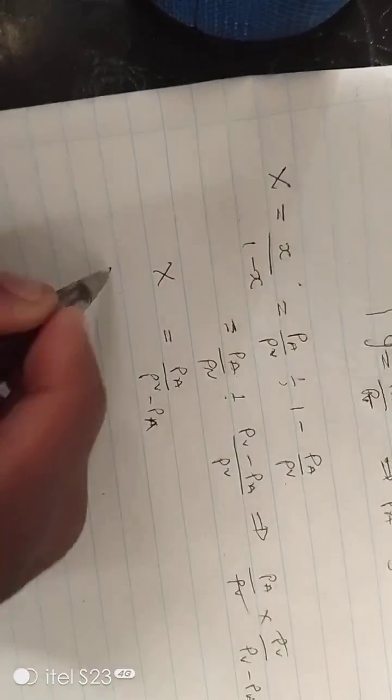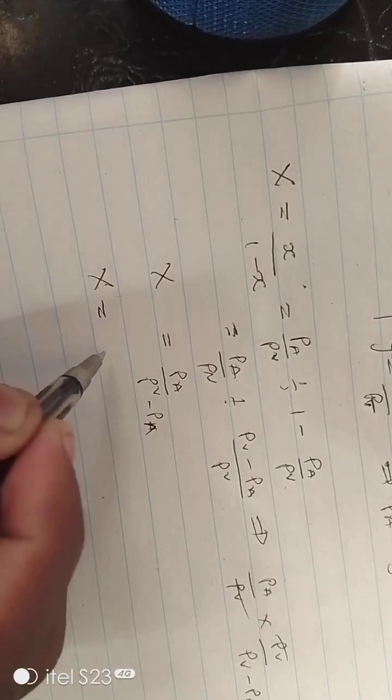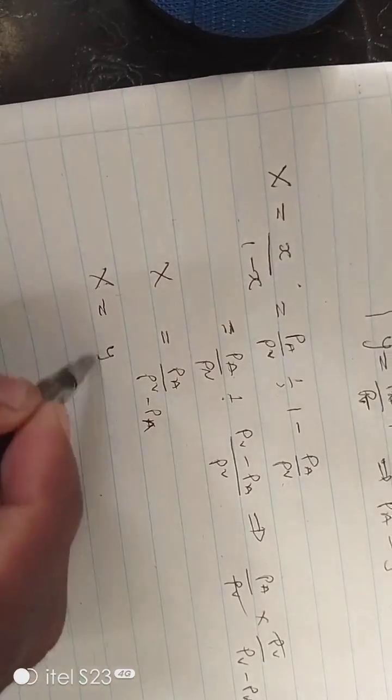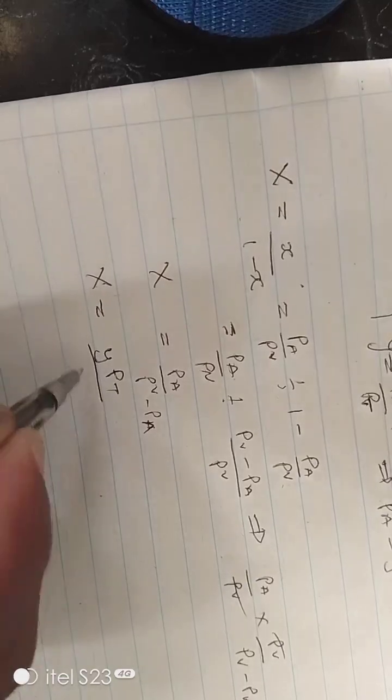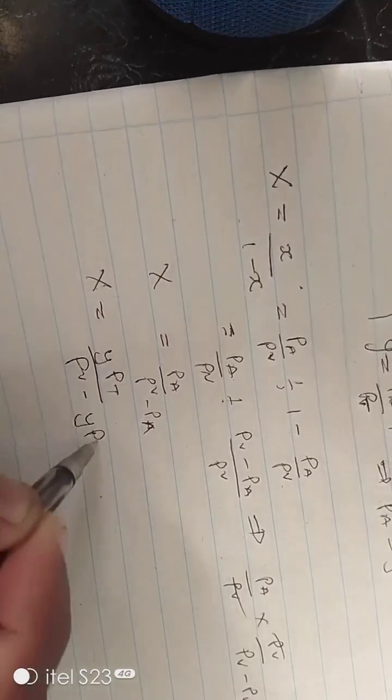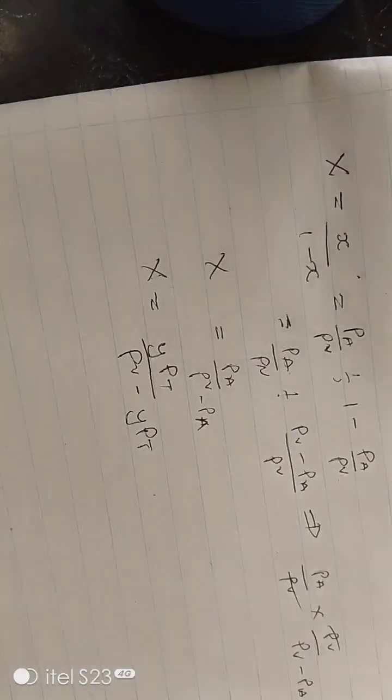into our equation. x is equal to, what's our partial pressure? It's y PT over vapor pressure minus y PT. Hopefully we're still going together.